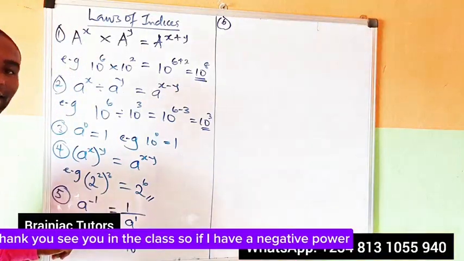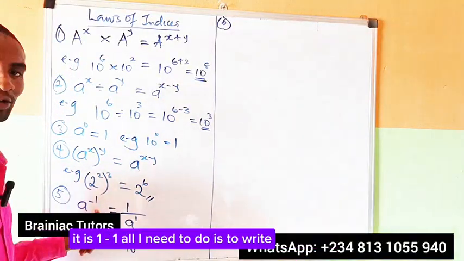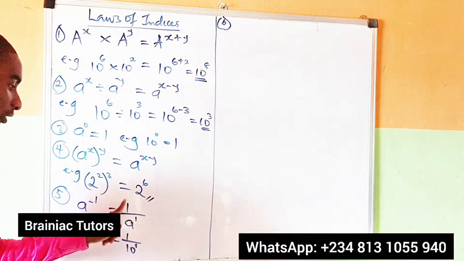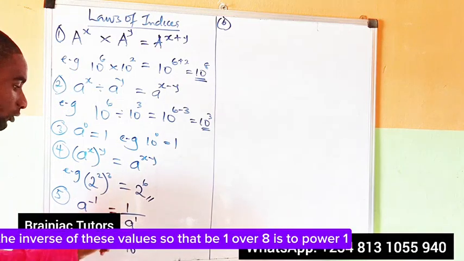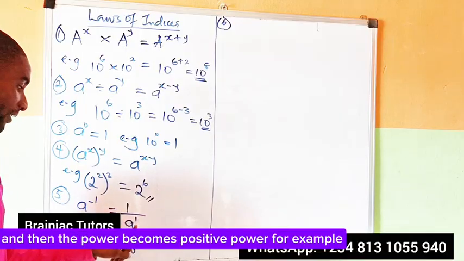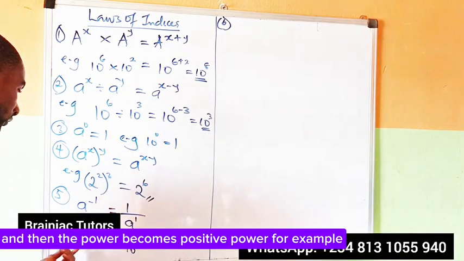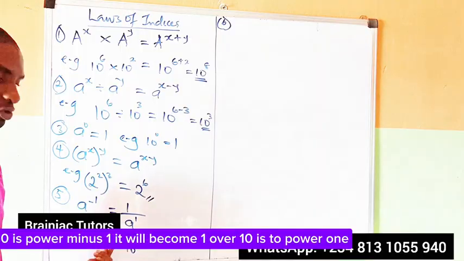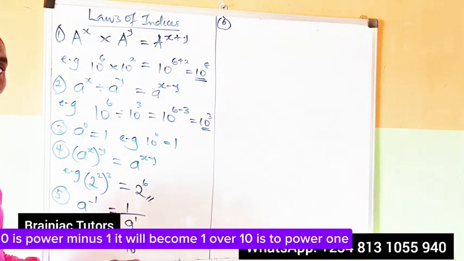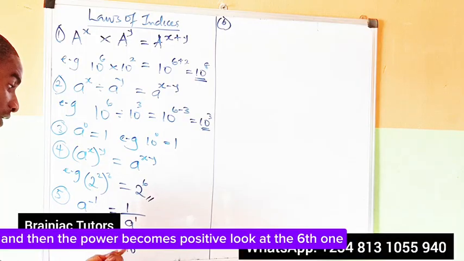Number 5. So if I have a negative power, a raised to power minus 1, all I need to do is to write the inverse of this value. So that will be 1 over a raised to power 1, and then the power becomes positive power. For example, 10 raised to power minus 1 will become 1 over 10 raised to power 1, and then the power becomes positive.